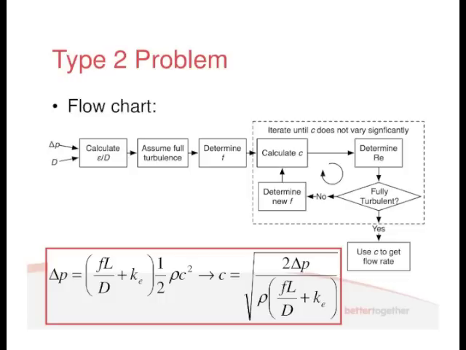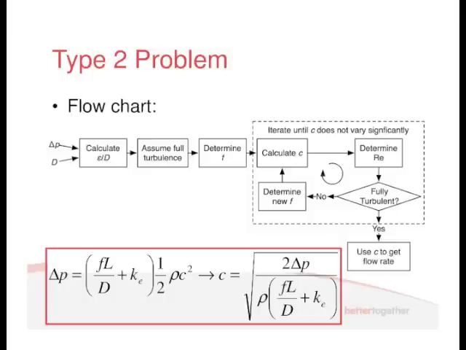On the loop, the flow chart goes like this. We've got delta P and we've got D. From that, you can calculate your relative roughness, epsilon upon D. You assume full turbulence to get your value for F. And then you go through the equation. Here's the equation here, the value to determine C. You plug in your pressure drop, which you've been given, and density, which you'll know.